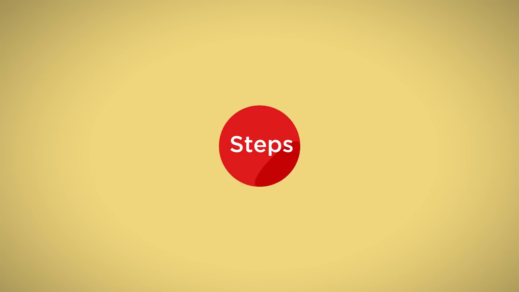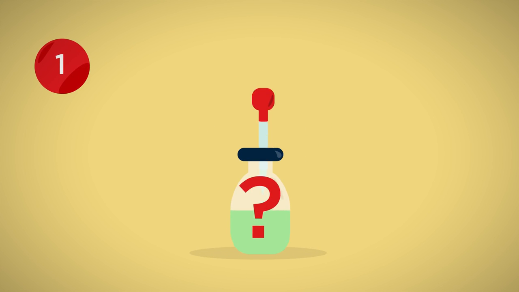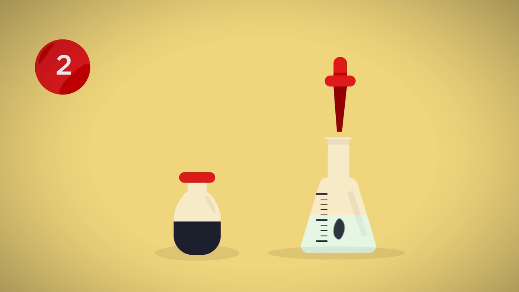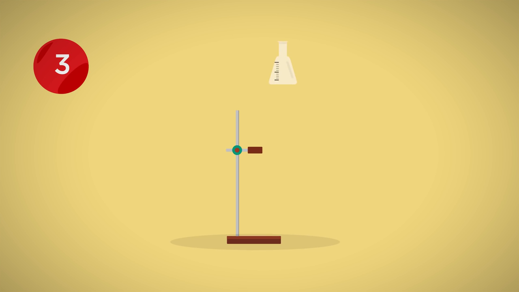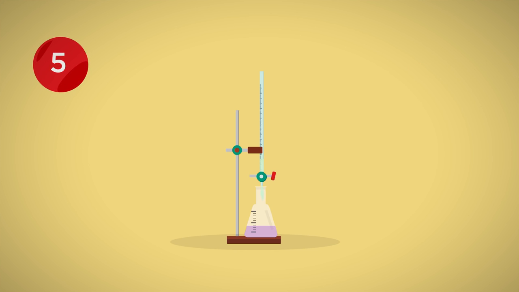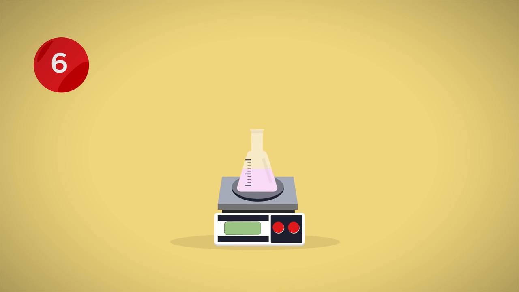To carry out a titration, you follow these steps. 1. Using the pipette, add a set volume of the unknown solution to a clean conical flask. 2. You may also need to add a few drops of indicator. 3. Fill the burette with a known solution. 4. Record the starting volume on the burette. 5. Slowly add the solution from the burette to the unknown solution in the conical flask. 6. You may need to swirl the flask to mix, or use a stir plate.